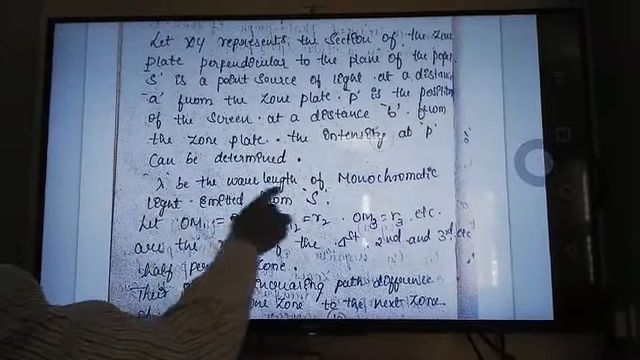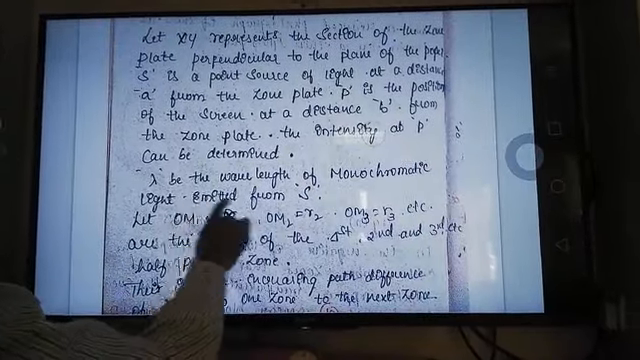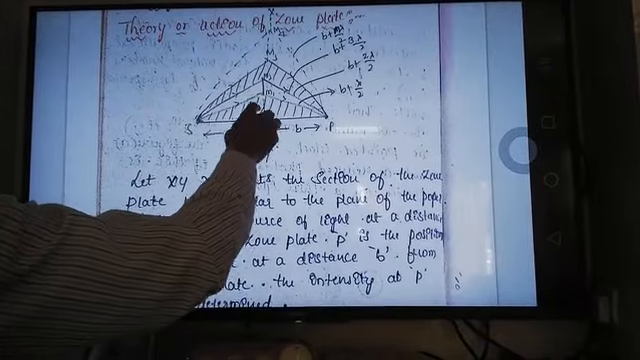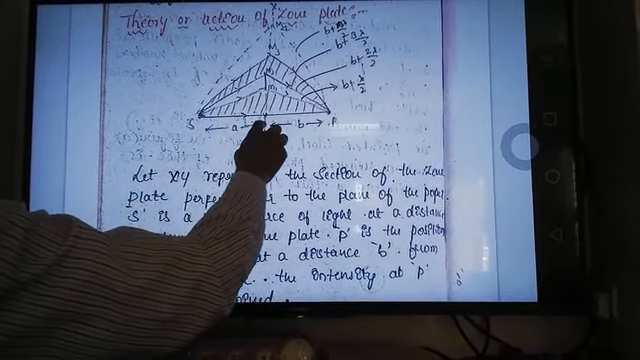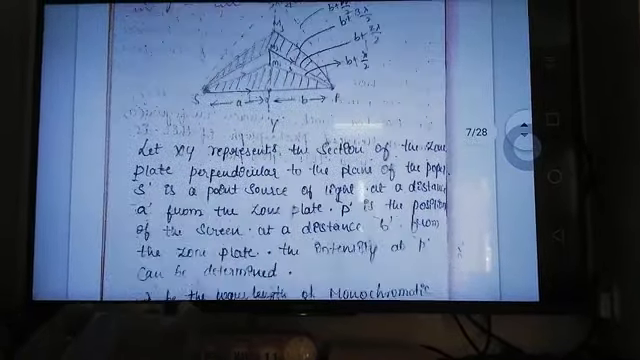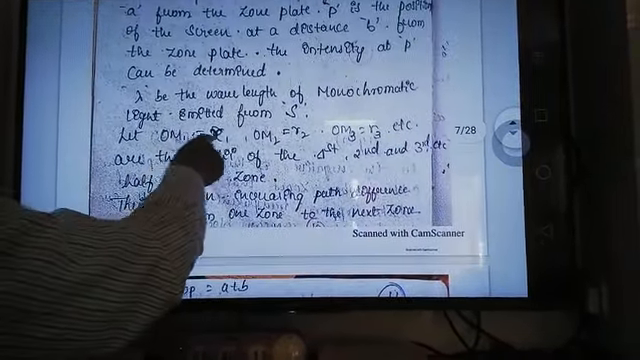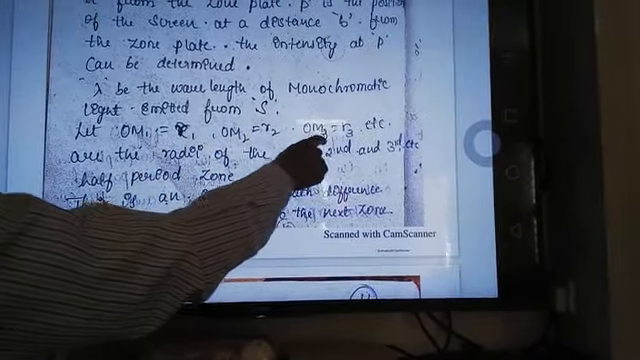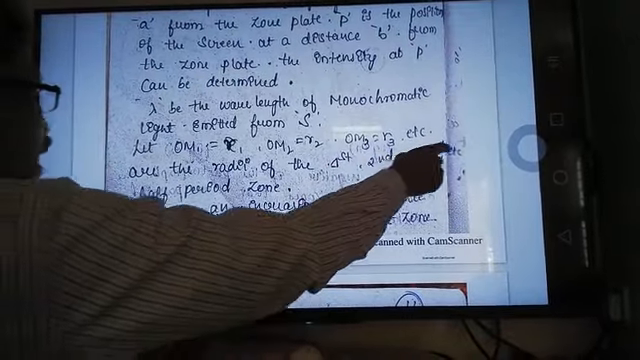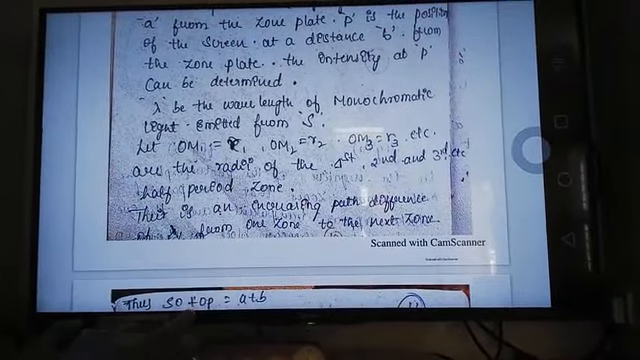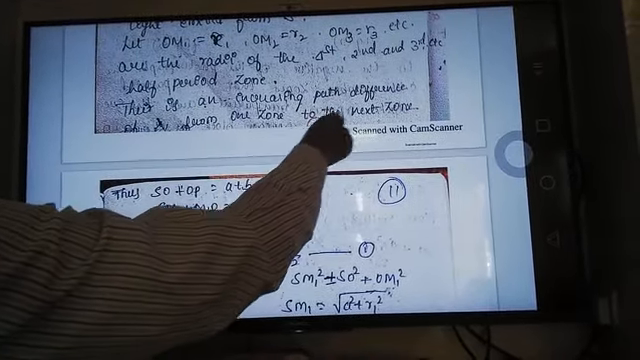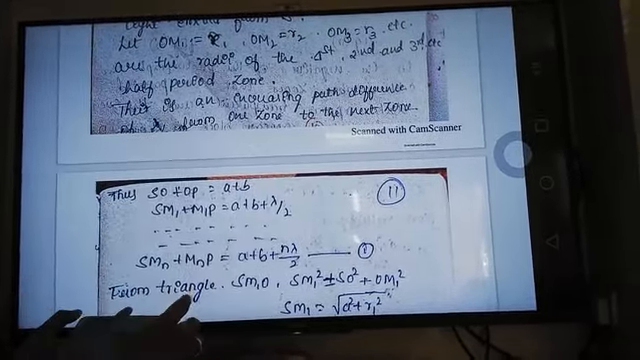Lambda is the wavelength of the monochromatic light. OM1 is R1, the radius of the first zone. OM2 is the second zone, OM3 is the third zone. R1, R2, R3 and so on are the radii of the first, second and third zones. There is an increase in path difference from one zone to the next zone.